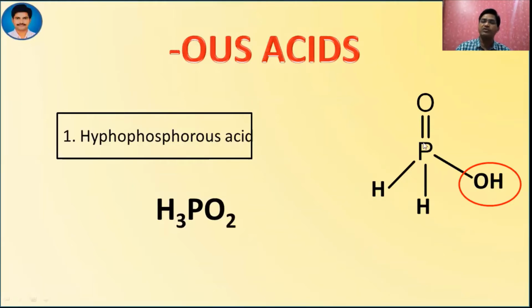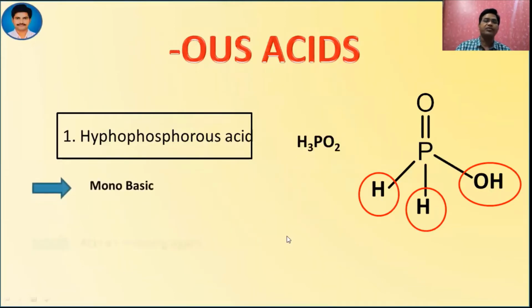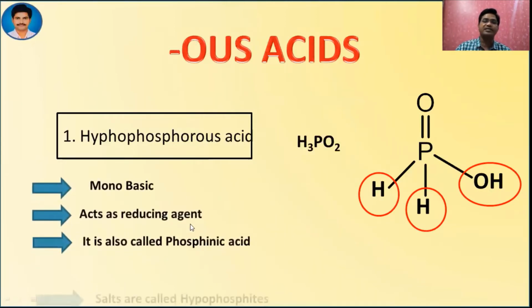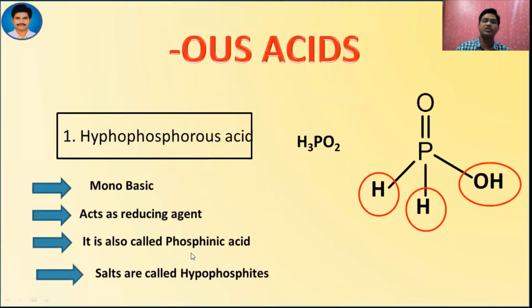Because there are 2 hydrogens which are directly bonded with the phosphorus, it acts as a reducing agent. See, these 2 hydrogens are directly attached to the phosphorus, and this shows the reducing property. It is a monobasic acid. It acts as a reducing agent. It is also called phosphinic acid. The salts of this acid are called hypophosphites.